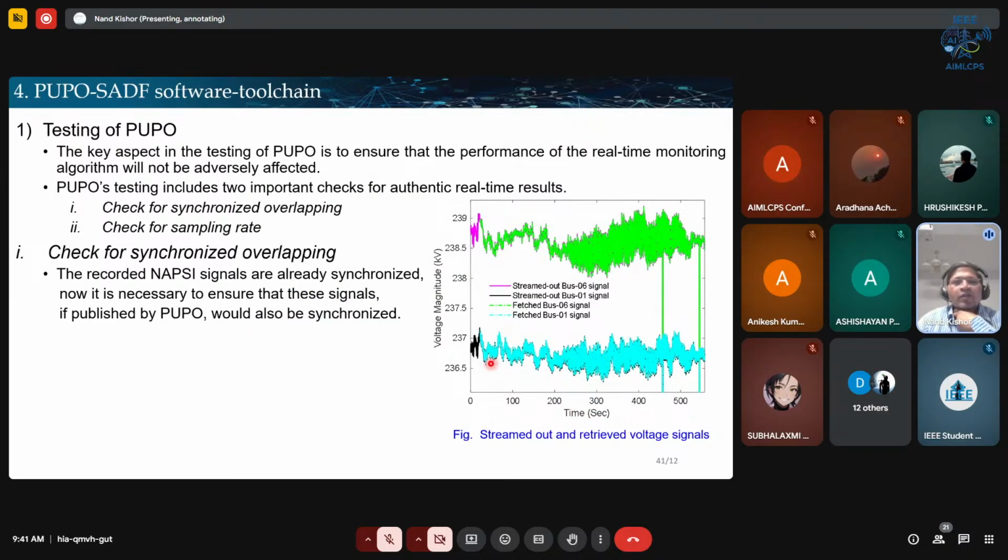Then further, these are some more results referring to how the algorithm was tested. So it was like a check of the synchronized overlapping, a check for the sampling rate, and so on. And here it shows the results, some of the voltage magnitude oscillations that were retrieved in the testing.